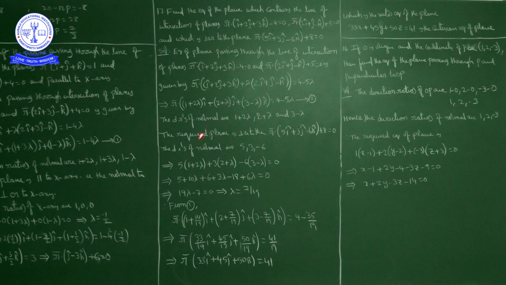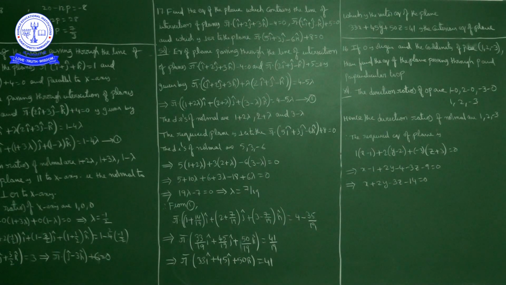Okay, so from 1, r bar dot product with (1 plus 2 lambda), 1 plus 2 lambda is what? 14 by 19. So (1 plus 14 by 19) i cap plus (2 plus lambda, 7 by 19) j cap plus (3 minus lambda, 3 minus 7 by 19) k cap is equal to 4 minus 5 lambda. 5 lambda is 35 by 19.